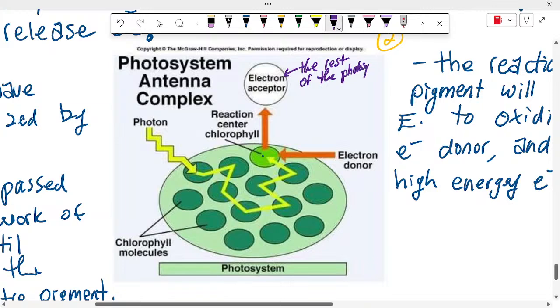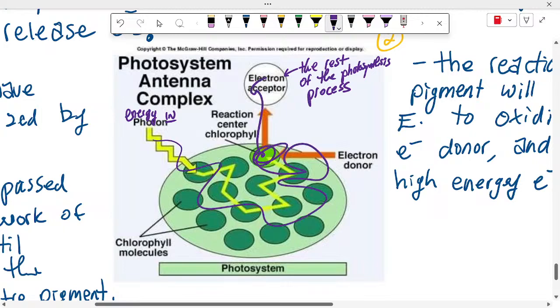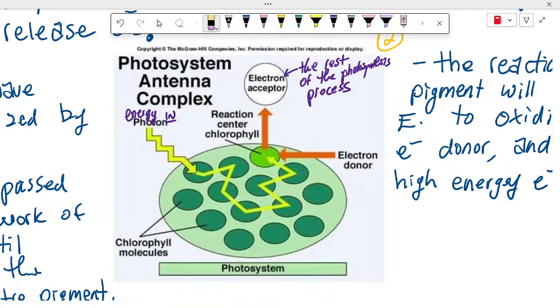And we'll talk about that in a minute, but the basic idea is to get energy. So this is the energy coming in, and the goal is to get the energy to come in and go to the rest of the photosynthesis process. Does that make sense? That's the goal.